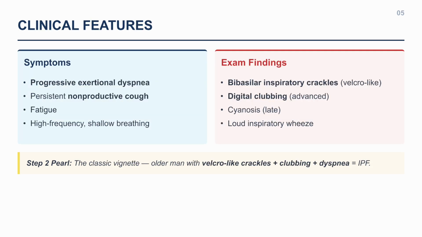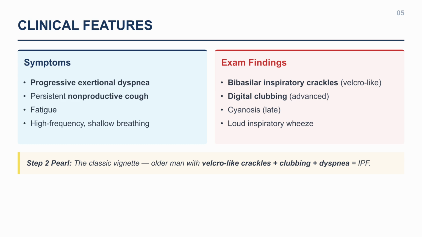Clinically, ILD presents with 2 hallmark symptoms: progressive exertional dyspnea that eventually progresses to dyspnea at rest, and a persistent nonproductive cough. Patients often have fatigue and may demonstrate rapid shallow breathing as compensation. On physical exam, the classic finding is bibasilar inspiratory crackles, often described as Velcro-like rolls because they sound like pulling apart strips of Velcro. In advanced disease, you see digital clubbing, cyanosis, and sometimes a loud inspiratory wheeze.